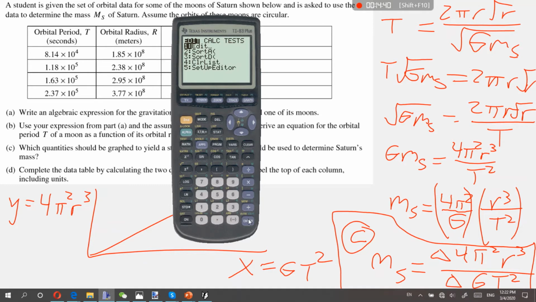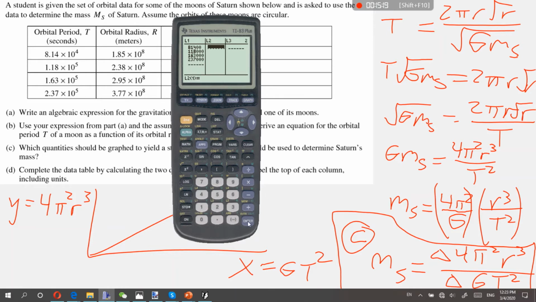So I'm going to hit stat edit. My list one will be orbital period. So this is 8.14 times 10 to the fourth power, 1.18 times 10 to the fifth power, 1.63 times 10 to the 5th power. Okay, you don't have to type things in like this. I'm just doing it to show that you can. So if you wanted to skip ahead and just write 163,000 for this, that's fine.